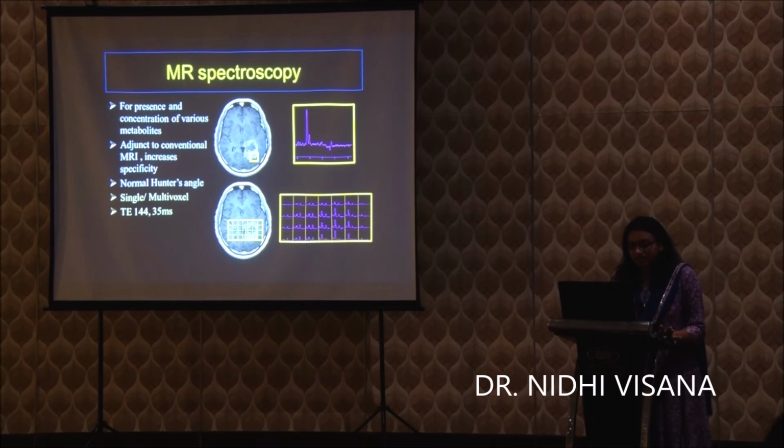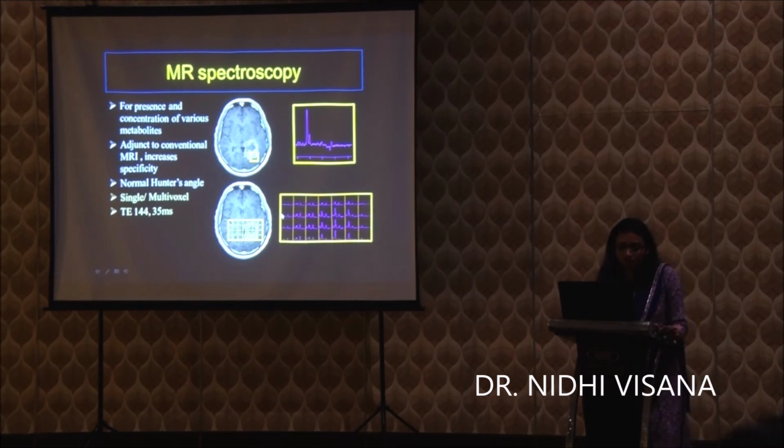So various techniques are used in MR spectroscopy. First, there's a single voxel, and there is a multi-voxel technique. In single voxel, a small area of tissue is imaged, and concentration of metabolites is analyzed in that. In multi-voxel, a larger area of tissue is imaged, and individual smaller voxels can be used to determine the concentration of various metabolites.